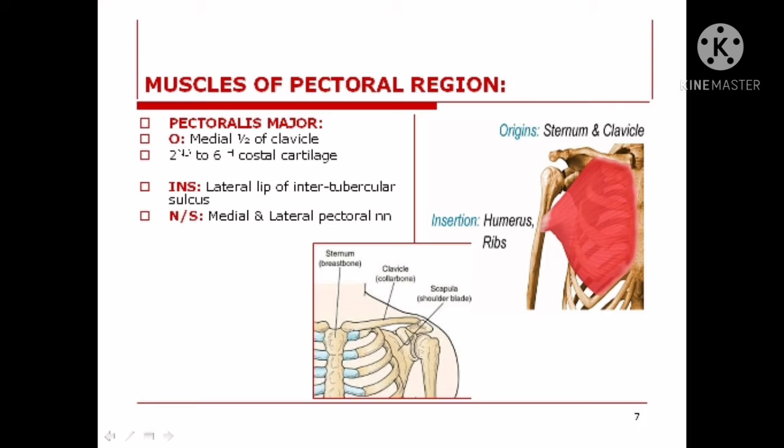The insertion of the pectoralis major muscle is on the lateral lip of the intertubercular sulcus. The lateral lip you will very well know in the study of your osteology of the upper limb. The nerve supply is the medial and lateral pectoral nerve.